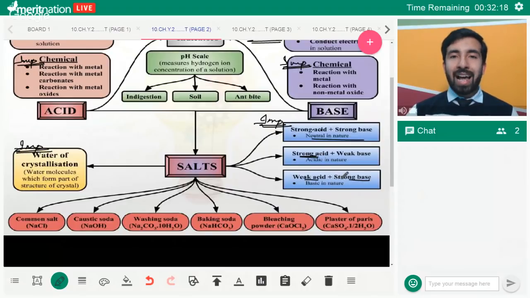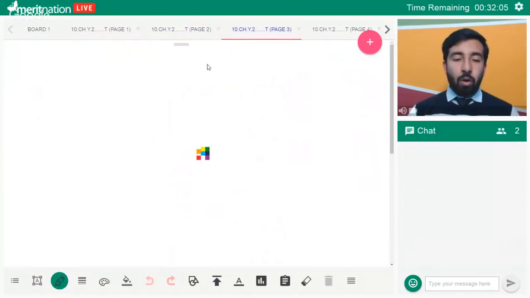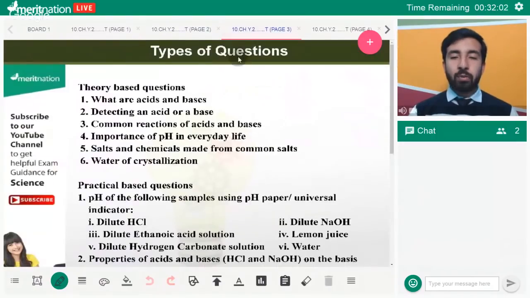So when a weak acid reacts with a strong base, then the salt formed is basic in nature. So this was a brief review of all the topics which we have covered in this chapter. Moving on to the next part, that is the different types of questions which used to come in your exam.